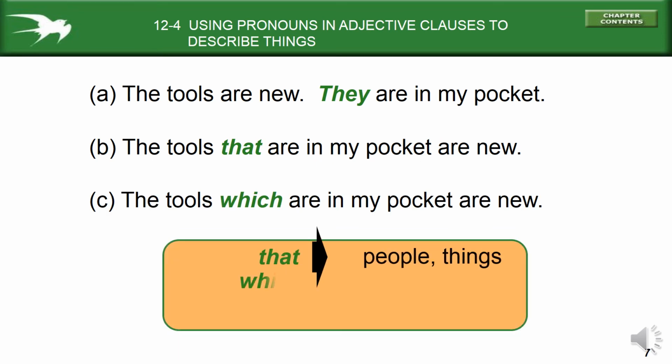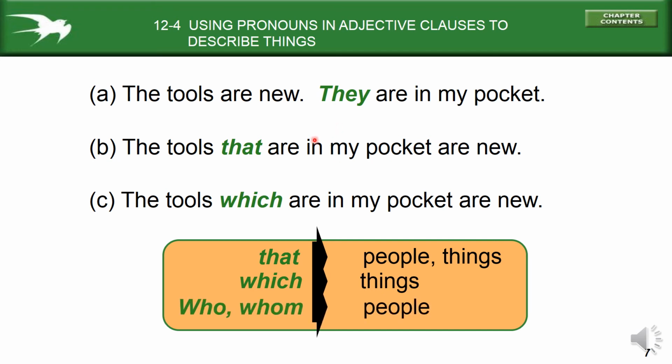In the previous charts, we have seen how we use pronouns and adjective clauses to describe people. Now in chart 12.4, we have to use pronouns and adjective clauses to describe things. Let's see in A, the tools are new, they are in my pocket. They is the subject pronoun that refers to the tools. So I can change they into that or which, but not who or whom. So I can get, as in B and C, the tools that are in my pocket are new, or the tools which are in my pocket are new.